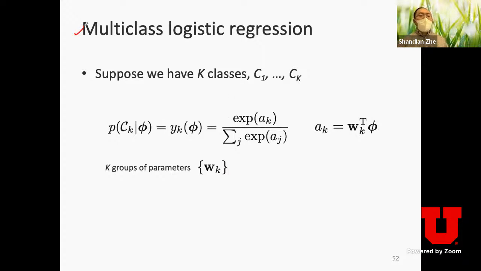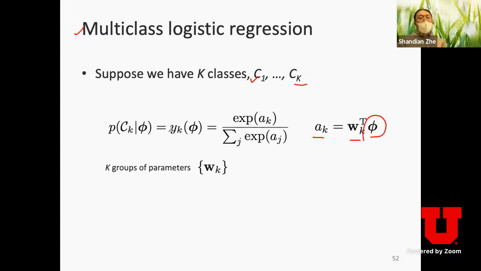All right. And then we can extend logistic regression to multi-class logistic regression. So suppose we have K classes, C1 to CK. Of course, we have to make a prediction. To make a prediction, we need to calculate a score for each particular class. That means we have to introduce K weight vectors. So for each class, given the same input vector, we're going to calculate score a_k.